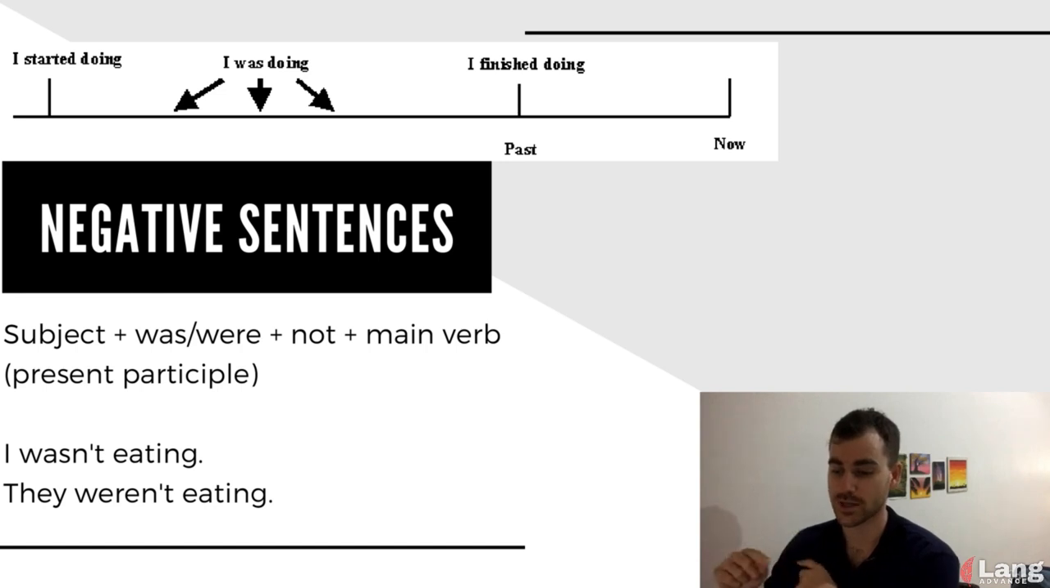The structure for negative sentences is as follows. Subject plus was/were plus not plus main verb in the present participle. So a negative sentence in the past continuous might look like this. I wasn't eating. They weren't eating. I was not becomes wasn't, and this is called a contraction. You may use contractions if you wish, but you don't have to. You can say they were not or they weren't.